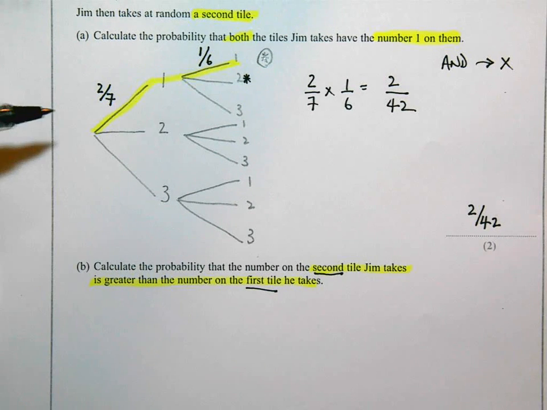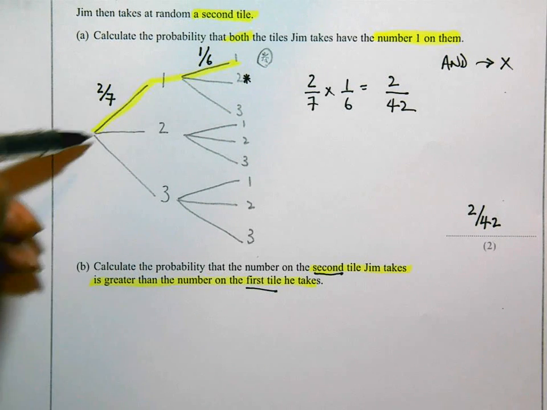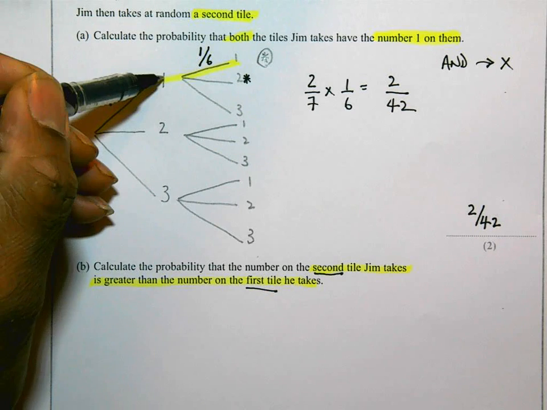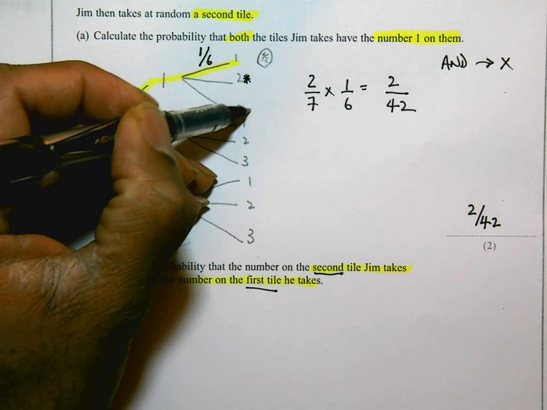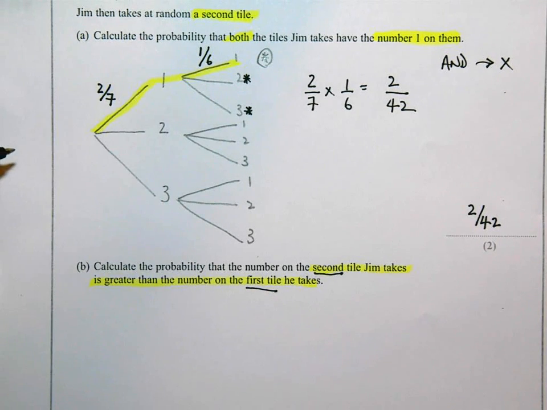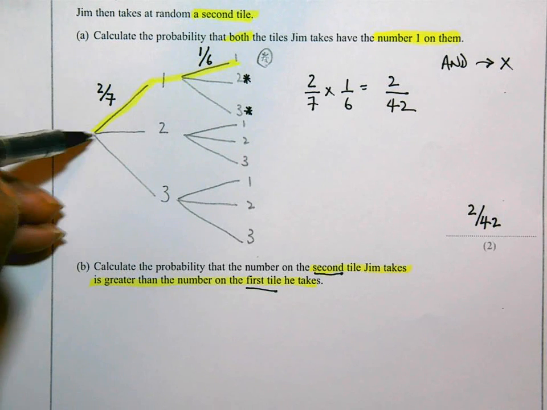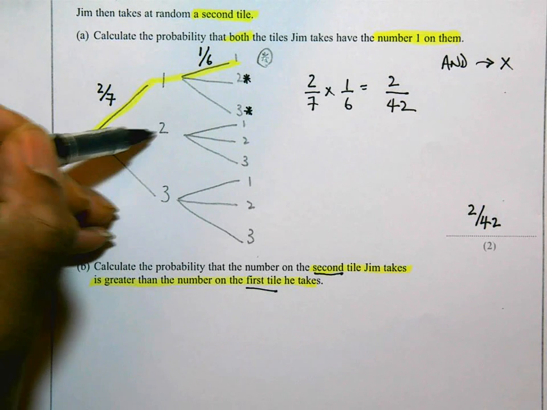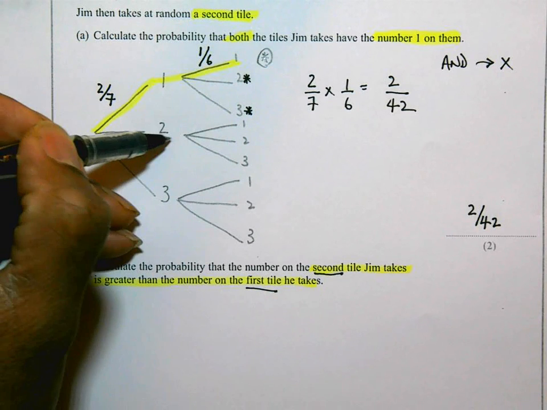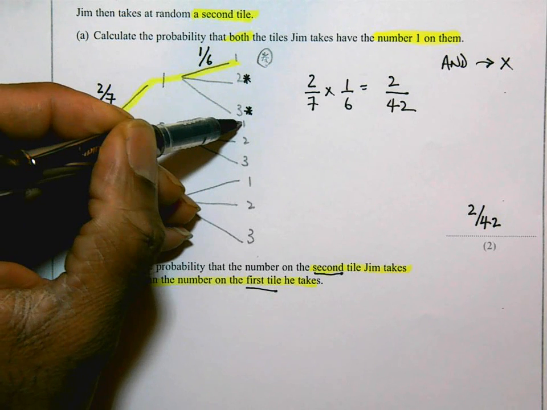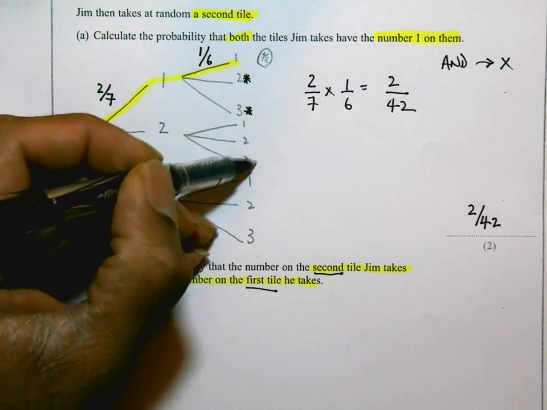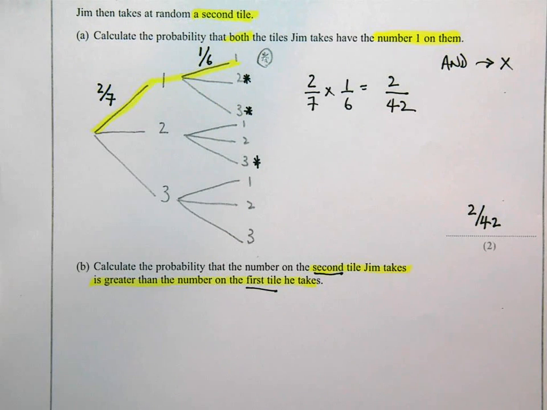So that's one, and then picking a 1 the first time and a 3 the second time, so that is one that I'm interested in as well. If he picks a 2 the first time, then I'm not interested in him picking a 1 or a 2. I am interested in the probability of him picking a 3 the second time, because 3 is greater than 2.